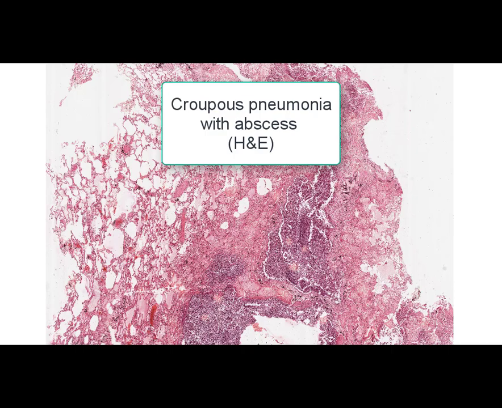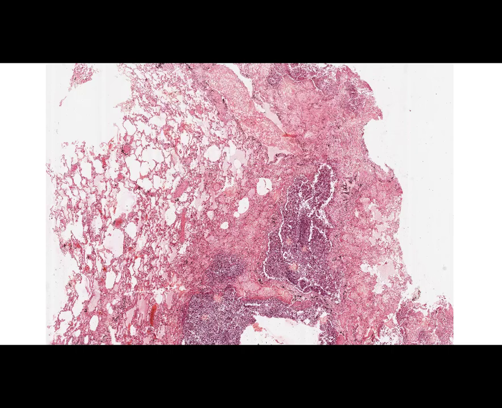It is a lung tissue presented on this slide. Staining is hematoxylin and eosin. Name of the slide is Croupous pneumonia with abscess formation. This condition illustrates two types of exudative inflammation.